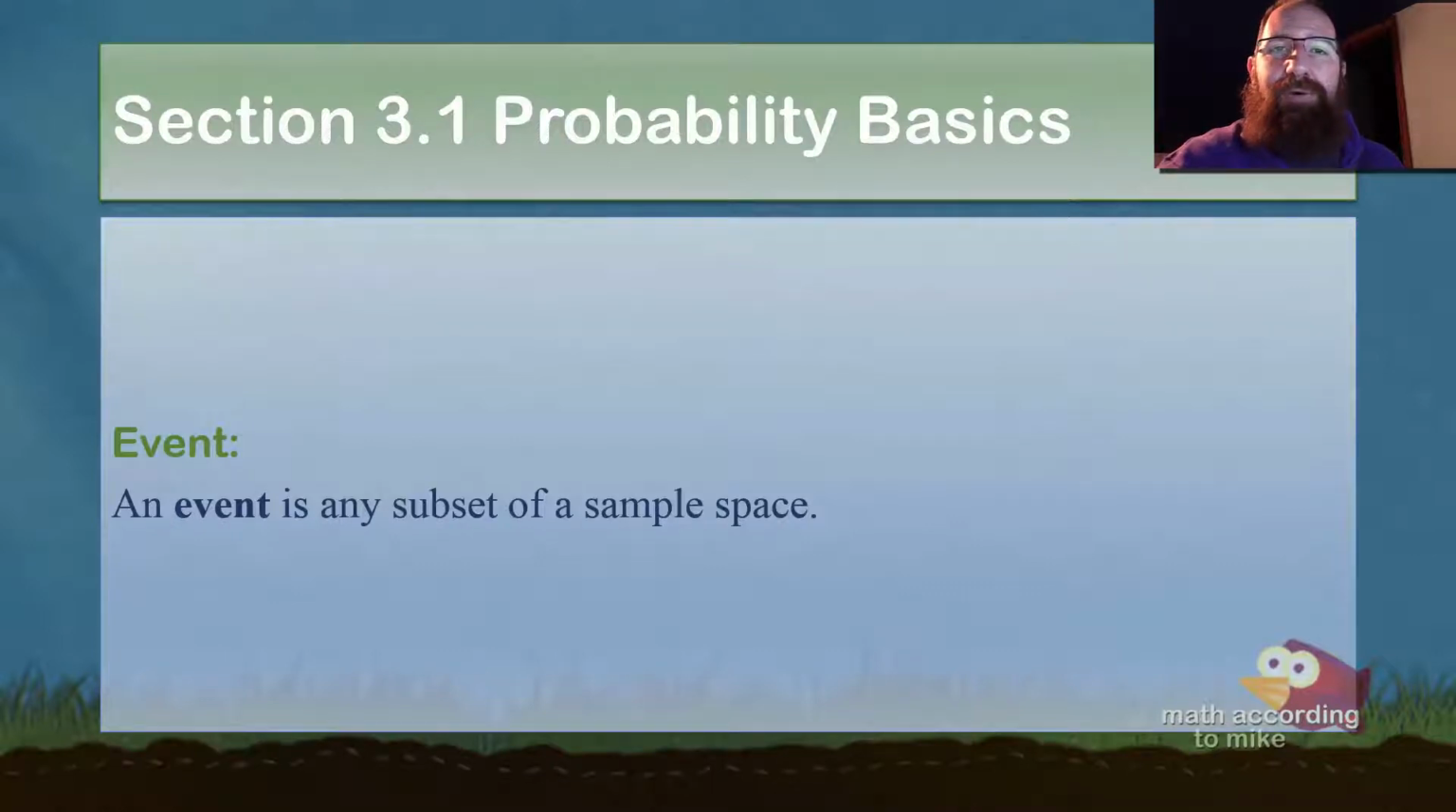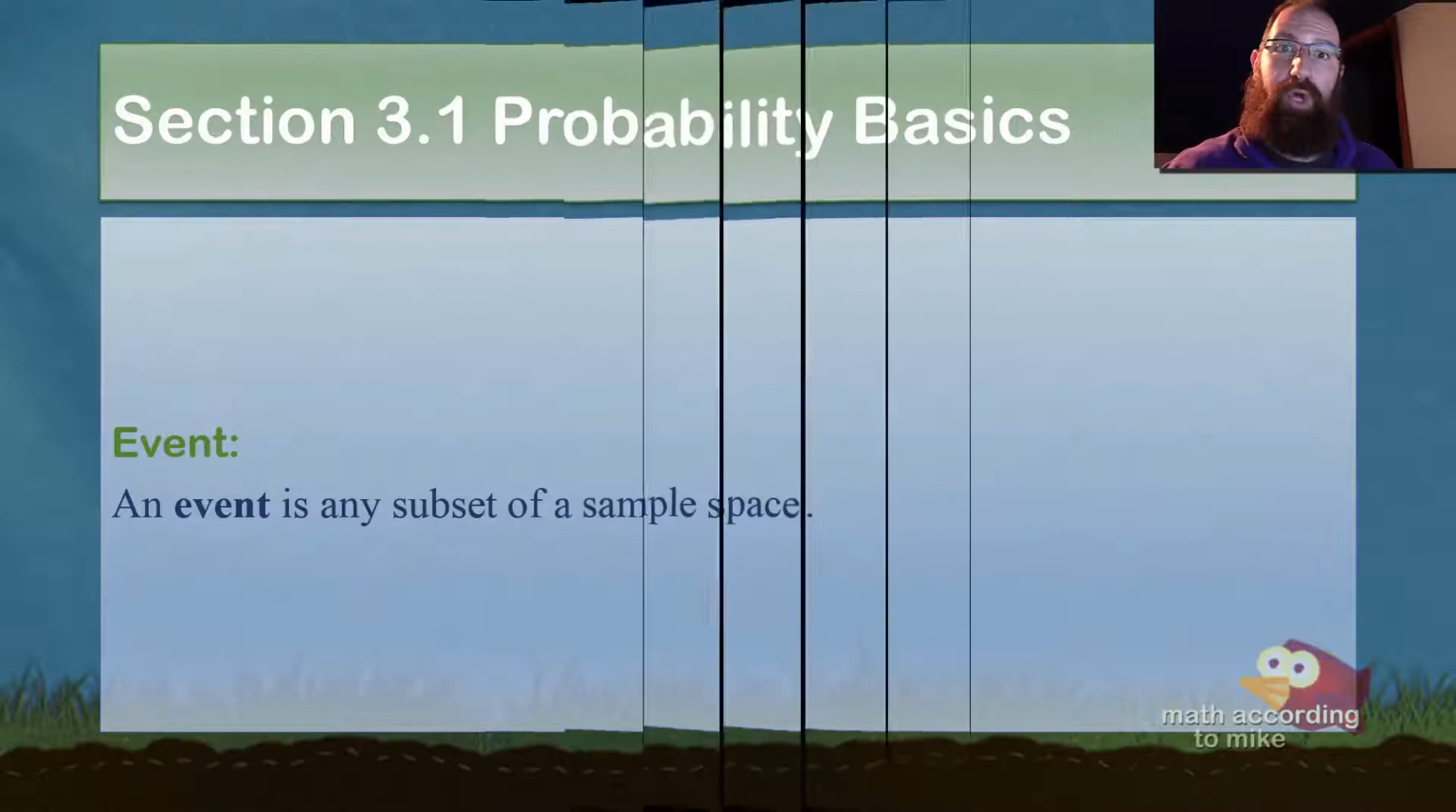So we already talked about outcomes, and outcomes are individual elements. When you put individual elements together, you create what is called an event. An event is any subset of a sample space. So an event could be a bunch of elements, it could be one element, it could technically be none of those elements. So those are your three cases. With that stated, we talk about the probability of each type of event in the next slide.